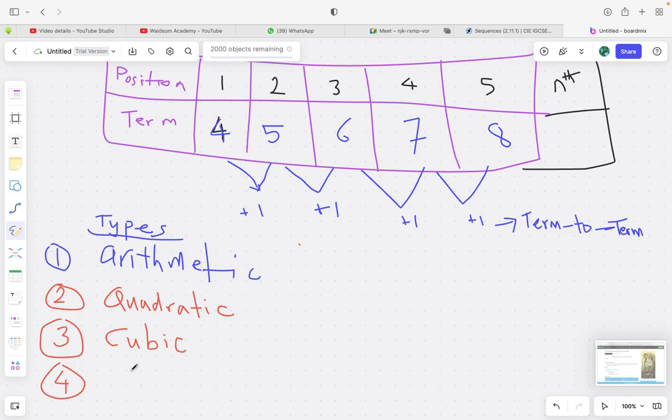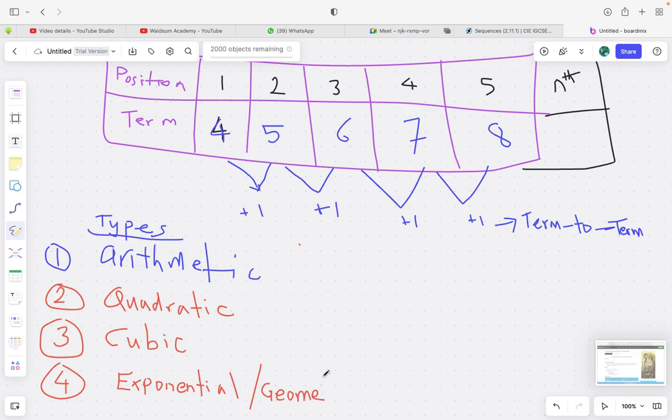Then we have the fourth type of sequence, which is called the exponential or the geometric sequence. This type of sequence, the term to term rule is a ratio. The term to term rule is a common ratio.